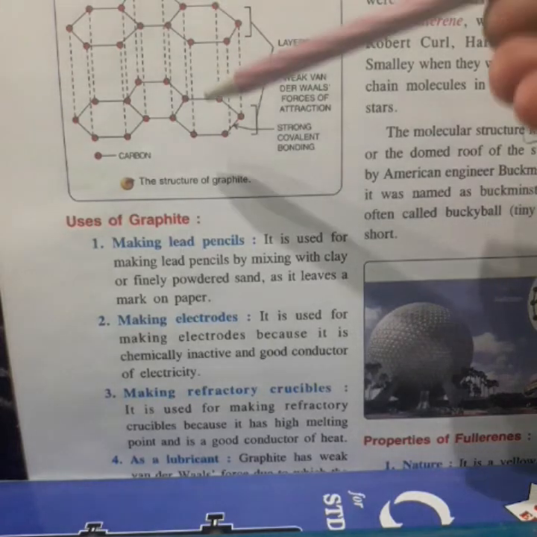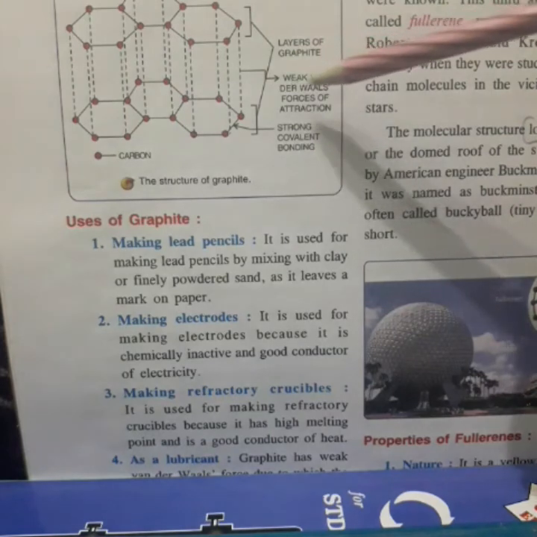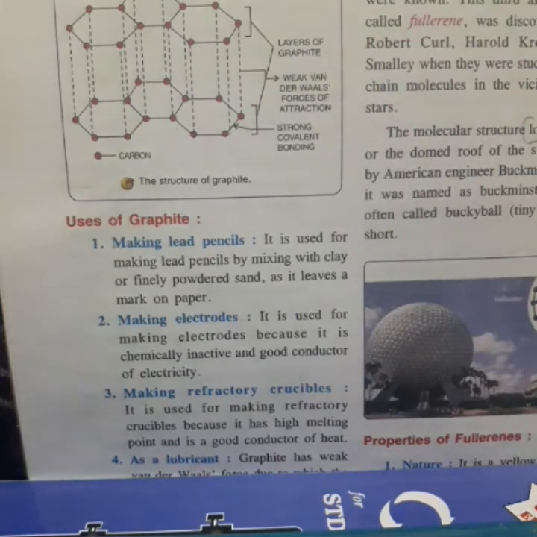Between layers what are present? Weak van der Waals forces of attraction are present, and due to these weak van der Waals forces of attraction, layers can slide over one another. This point also very important. Due to presence of weak forces of attraction, layers can slide over one another, and this is one reason why graphite scales off easily and can mark paper. And because of this property, it is also used as lubricant.